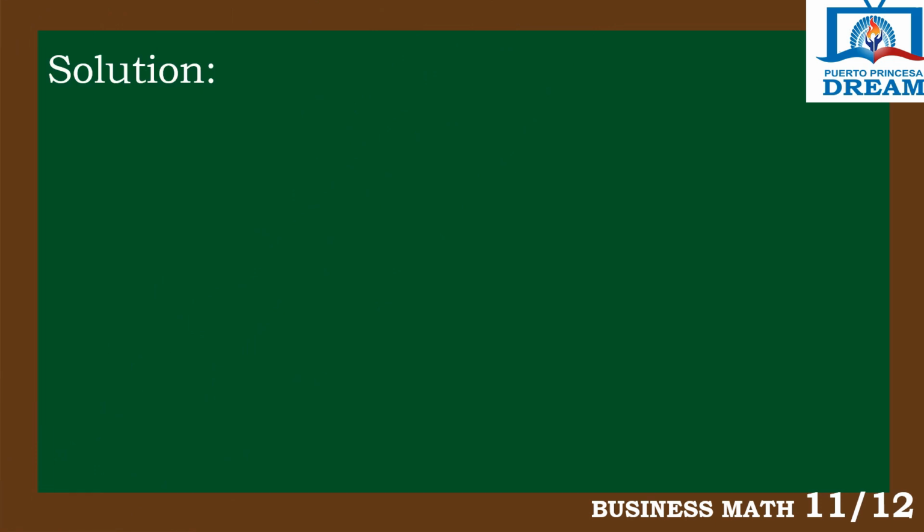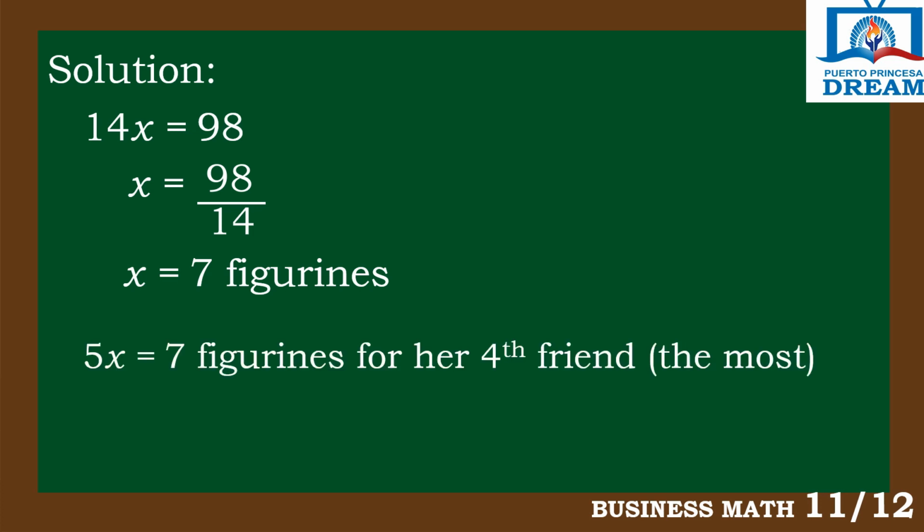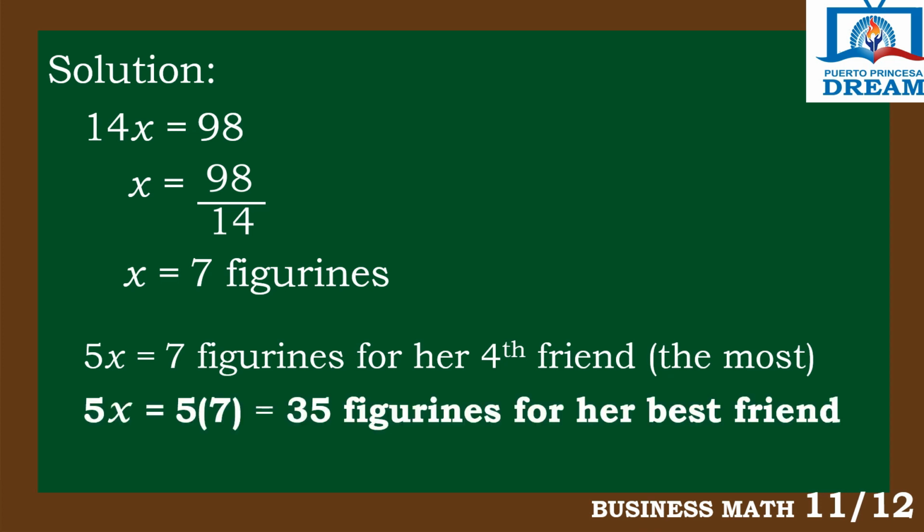From the mathematical statement, we set up the formula as 14x is equal to 98. To get the value of x, we divide 98 by 14 and we get 7. Since Karen's best friend wants the most number of figurines, represented by 5x, we substitute the value of x by 7. Multiply it by 5, so we get 35. So Karen's best friend will get 35 figurines. In the problem, the total number of figurines is partitioned into the ratio of 2:3:4:5, thus making use of partitive proportions.